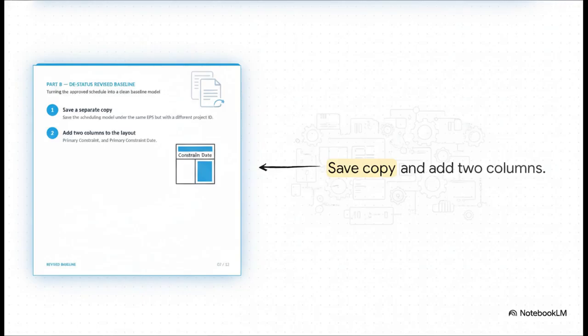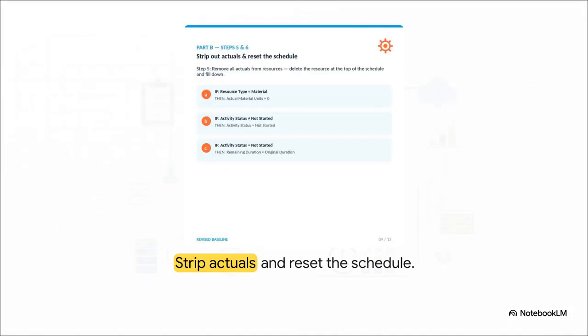Having these clearly visible is going to be absolutely crucial as we prepare to wipe all the progress from this copy. And here is where the real magic happens. We are going to strip out the actuals to completely de-status the project. Basically, we're creating a literal day zero using simple if-then logic.